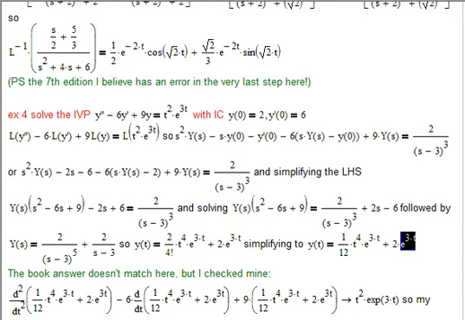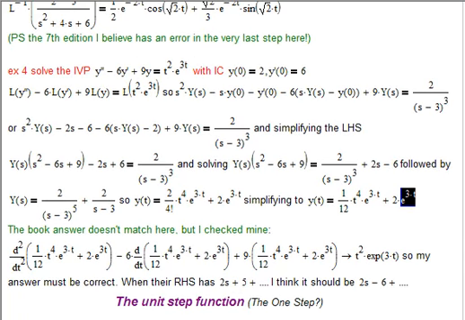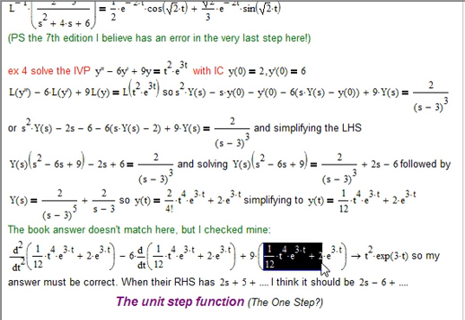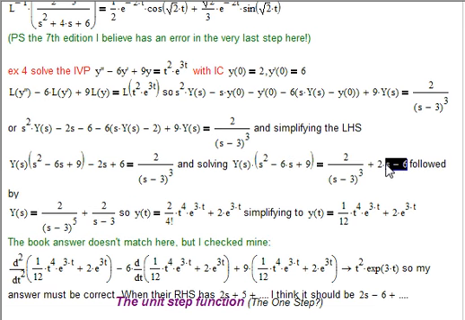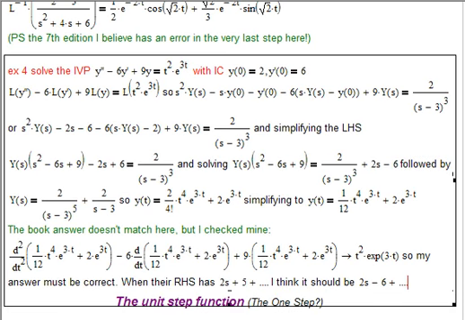Okay? Book answer doesn't match, but guess what? I checked my answer by taking the second derivative minus 6 times the first derivative plus 9 times the function. And when I checked my answer, I got t squared times e to the 3t. So my answer must be correct. I think in the book, their right-hand side has a 2s plus 5. It should be 2s minus 6. That would be here. Or, yeah, that's probably the difficult spot. So I don't know where they came up with a 2s plus 5, but I think it's obviously an incorrect answer.